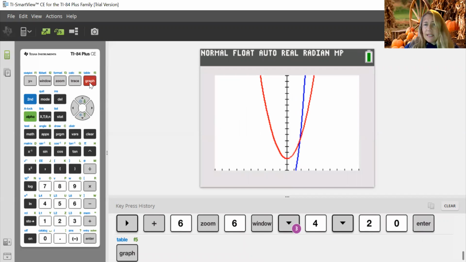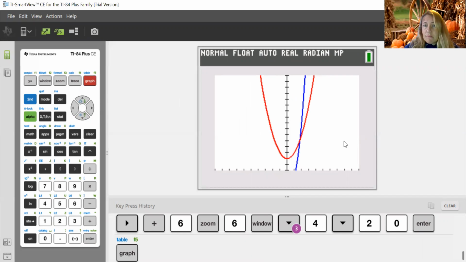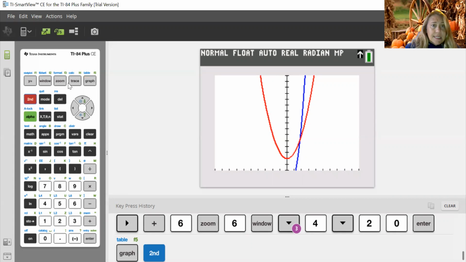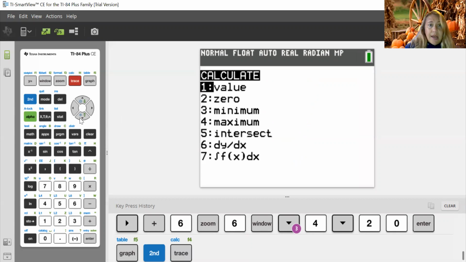And sometimes it just takes a little bit of trial and error. Okay, so there's my intersection. All right, I hope we're getting to be experts at this by now. Okay, second calculate. I want intersection point.